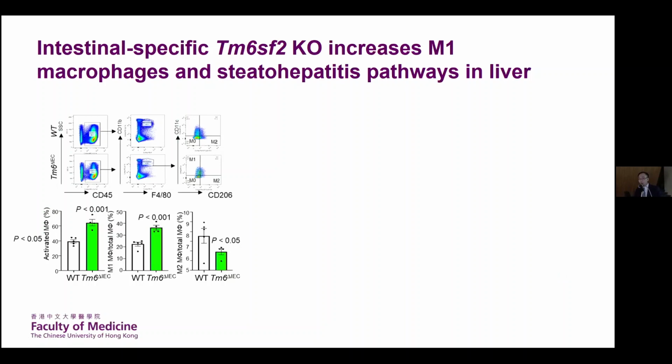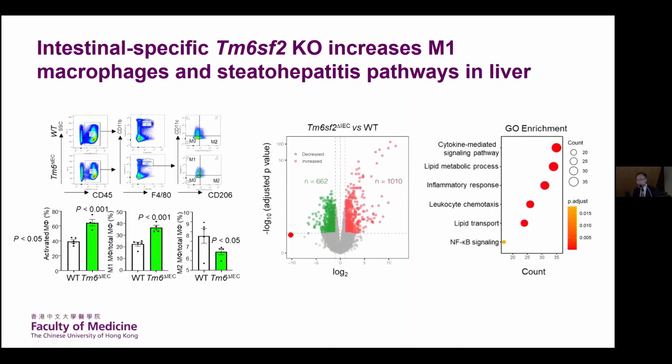And at the same time, we also performed flow cytometry to show that the knockout of TM6SF2 in the intestine would increase the number of M1 macrophages in the liver. M1 is the pro-inflammatory type of macrophages, as shown on the left-hand side. When we look at the different pathway changes, after knocking out the intestinal TM6SF2, the pathways that are most affected include some cytokine-mediated pathways, lipid metabolic process, and importantly, inflammation and also leukocyte chemotaxis, so the attraction of white cells. These are all related to inflammation.